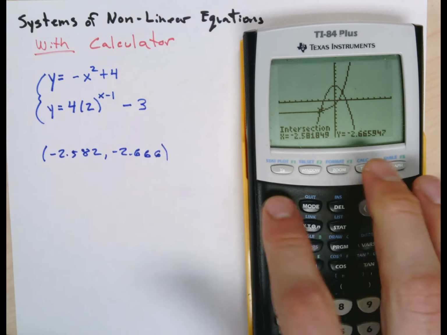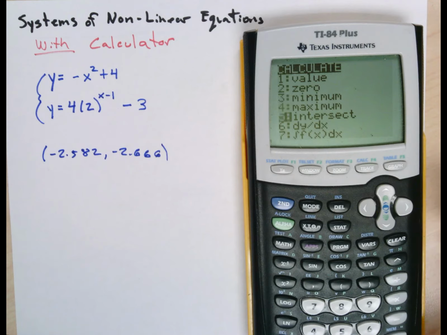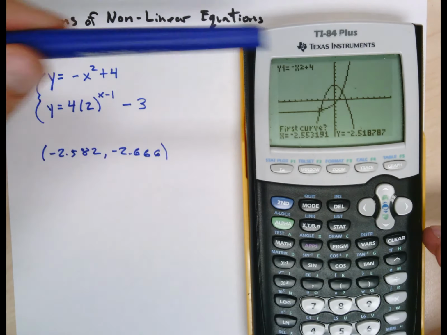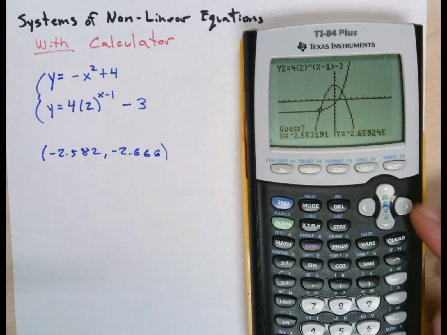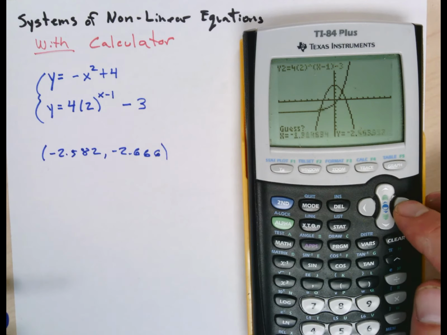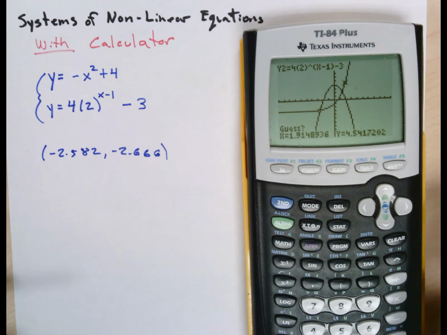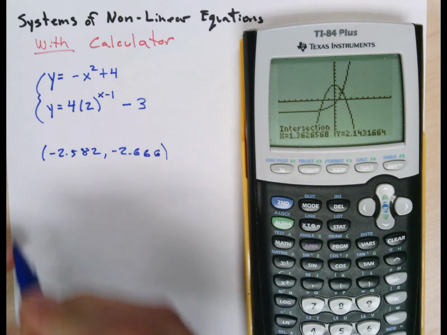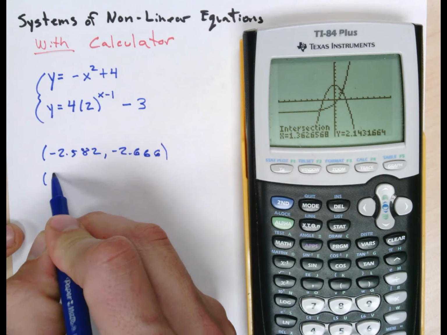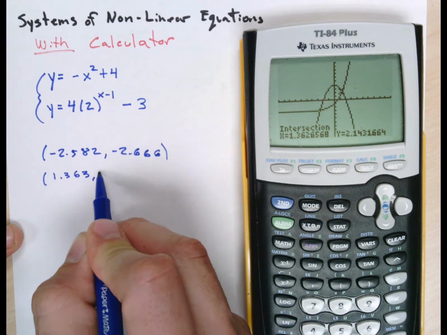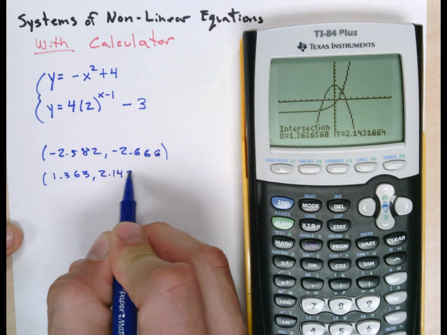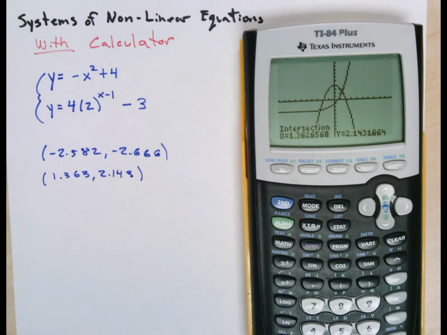And so you go back to second, calculate, down number 5, hit enter for the first curve, and hit enter for the second curve again. And then now you got to take that cursor and move it all the way over by hitting the right arrow in this scenario over towards the other intersection point, and you hit enter again. And that will find you your second intersection point, which is at 1.363, comma 2.143. And that would be your second intersection point.